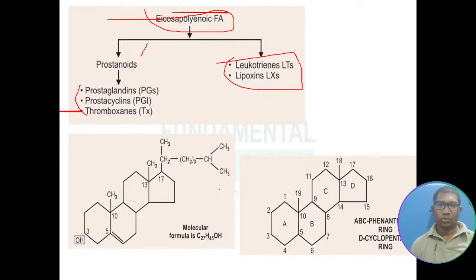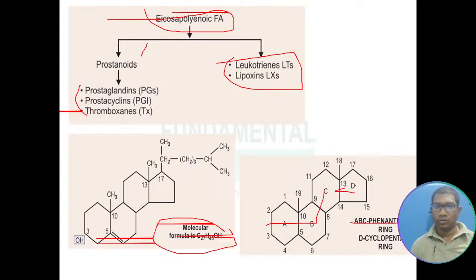Again, see the structure of cholesterol, molecular formula of cholesterol C27H45. So this ring system is known as the phenanthrene ring system, ring D is known as the cyclopentane ring. So cholesterol is having a cyclopentano perhydrophenanthrene ring structure.